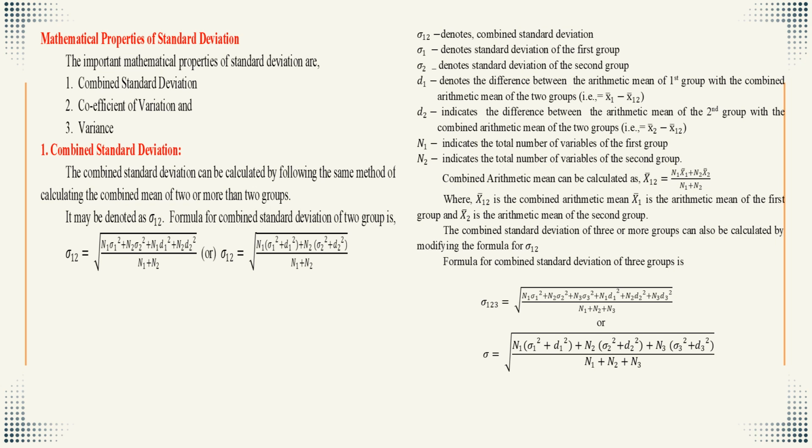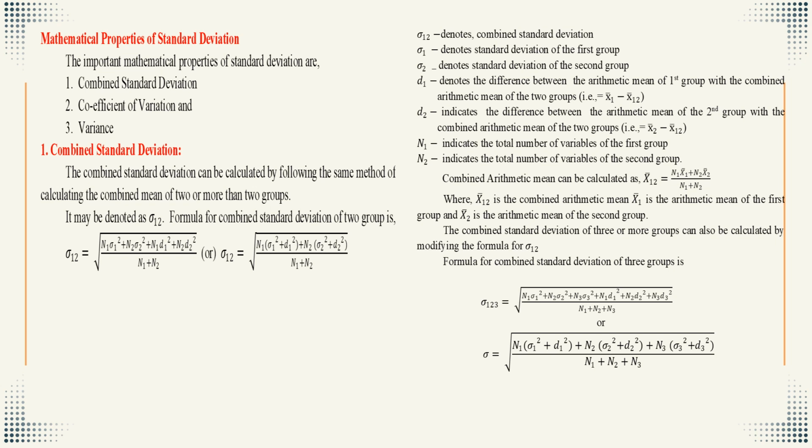Sigma 1 means the standard deviation of the first group. Sigma 2 means the standard deviation of the second group. D1 denotes the difference between the arithmetic mean of the first group and the combined arithmetic mean of the two groups. D2 indicates the difference between the arithmetic mean of the second group and the combined arithmetic mean of the two groups, that is x bar 2 minus x bar 1,2. N1 indicates the total number of variables of the first group. N2 indicates the total number of variables of the second group.